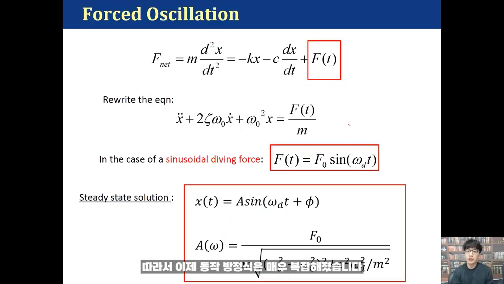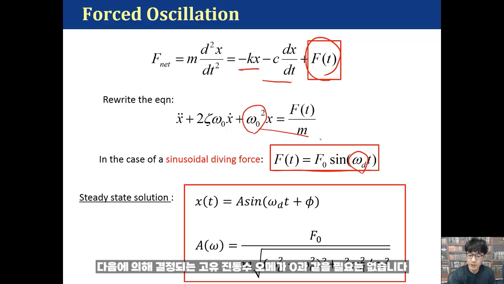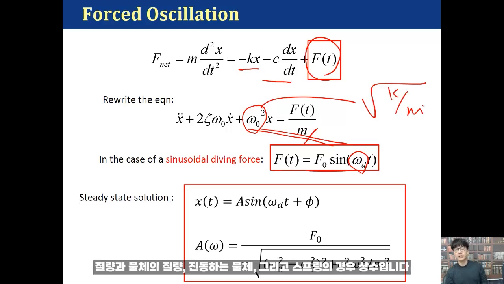So now the equation of motion is very complicated. On top of the restoring force and the frictional force, we have an additional driving force. Here we just consider a sinusoidal driving force, the easiest and simplest driving case. So the driving force is F naught sine omega d t. Here omega d doesn't have to be the same as the natural frequency omega naught, which is determined by the mass of the oscillating object and the spring constant.